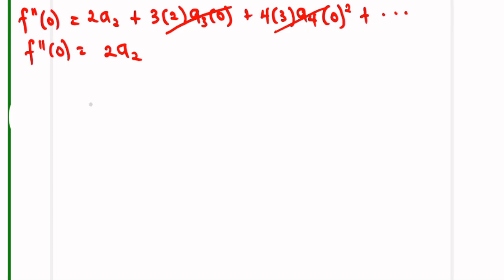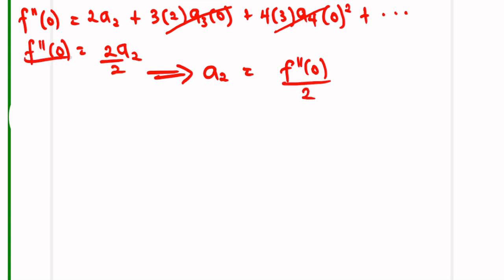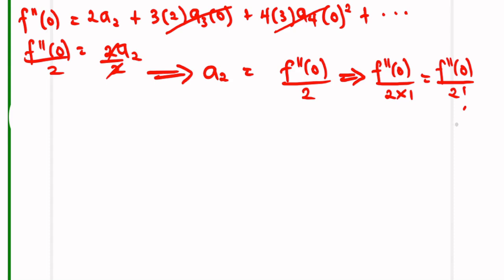So now we need to look for the constant a2. In this case, a2 is equal to f prime prime of 0 divided by 2, because when we divide both sides by 2, a2 is left alone. So we can actually write this as f prime prime of 0 over 2 times 1, which is equal to f prime prime of 0 over 2 factorial.